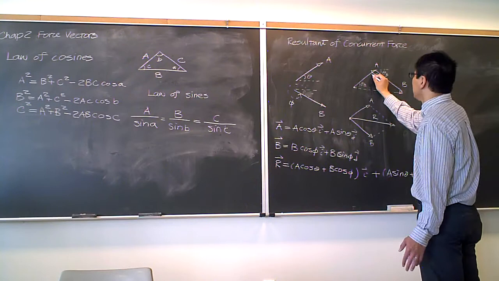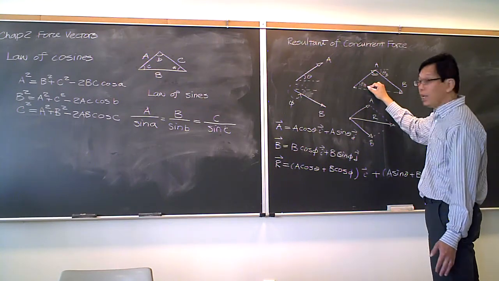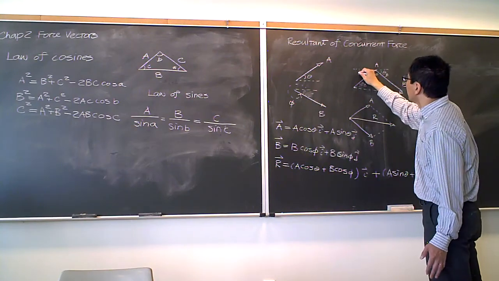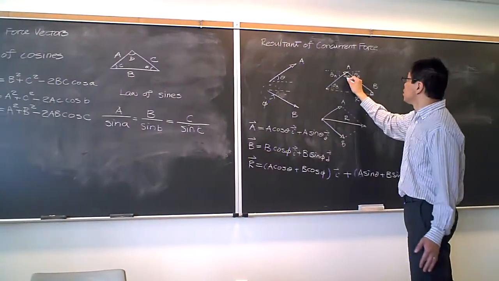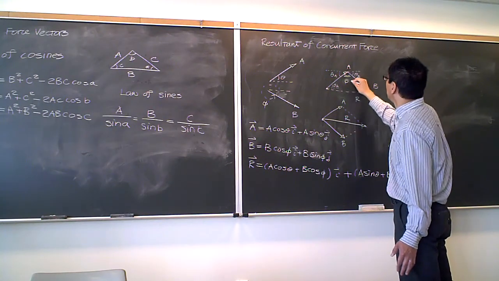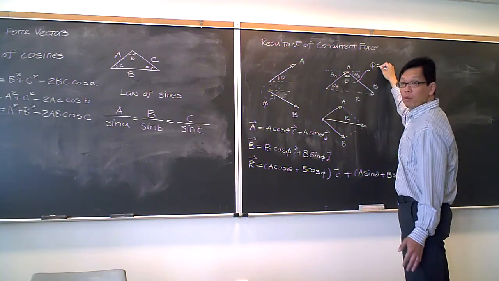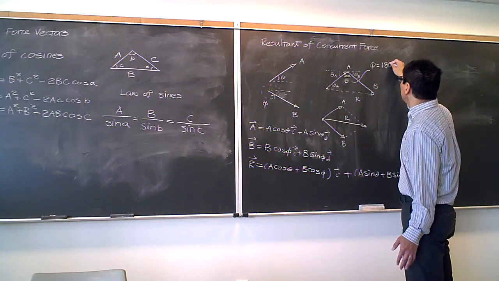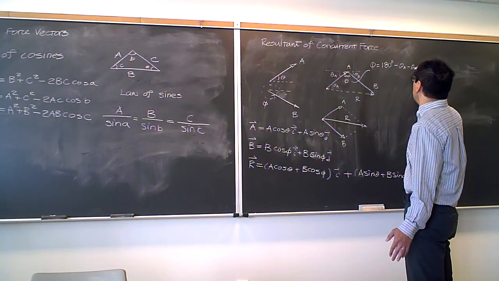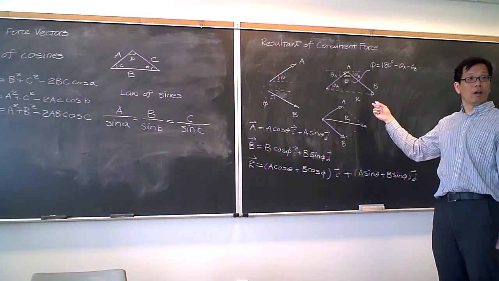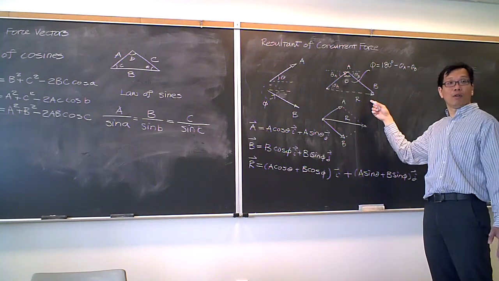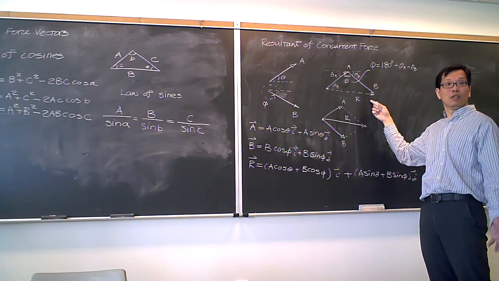How do we find this thing over here? We know this theta A. This is also theta A because they are parallel. So this angle over here, let's name this one phi. Phi is going to be what? 180 degrees minus theta A minus theta B. Can you find the R, the resultant of this combination over here? You can, right?